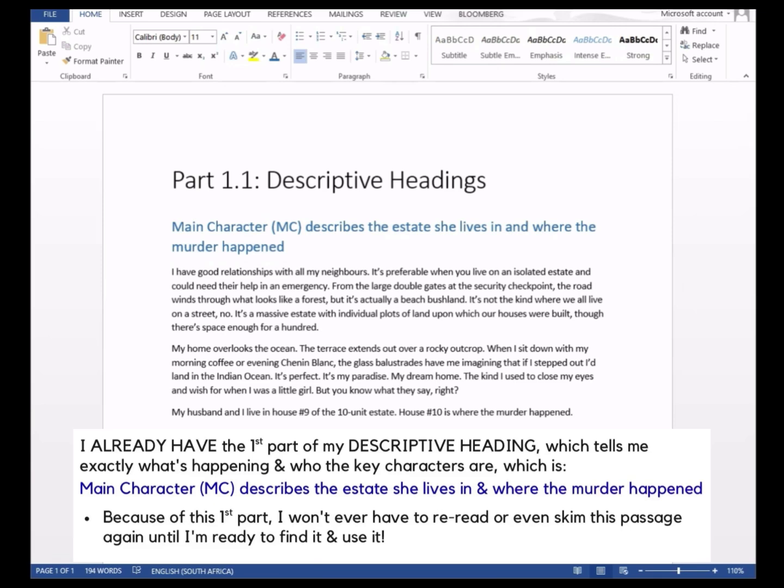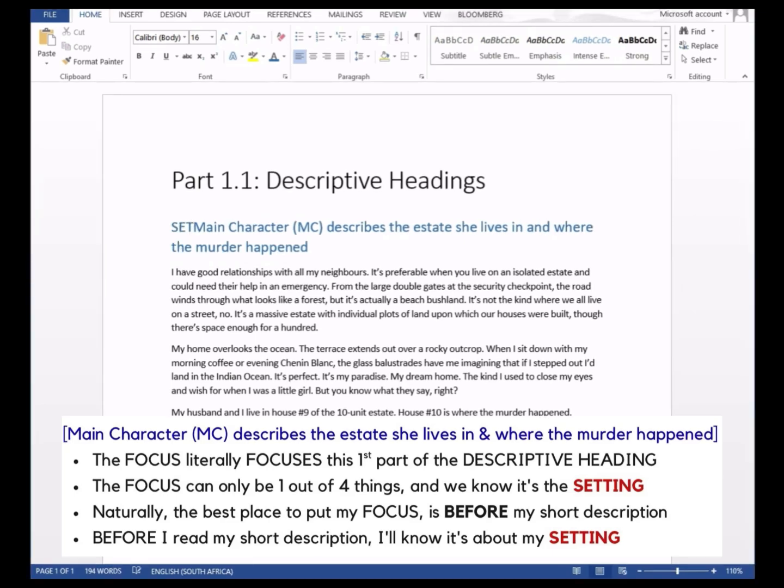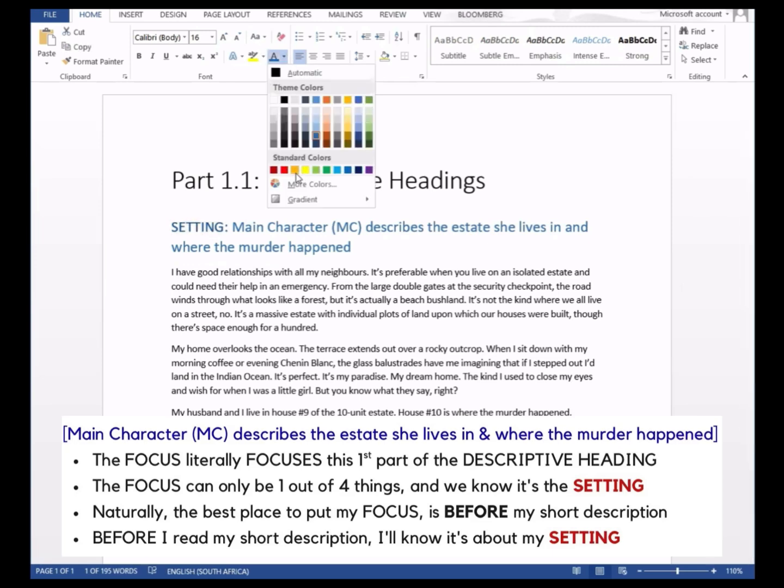Remember, the first part of my descriptive heading tells me exactly what's happening and who the key characters are, which is the main character describes the estate she lives in and where the murder happened. And now that I know that my focus is the setting, if I add it before my short description, then before I even read it, I'll already know it's all about the setting. My focus literally focuses my descriptive heading.